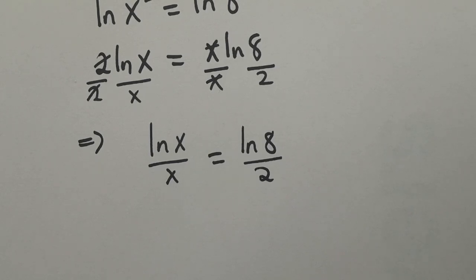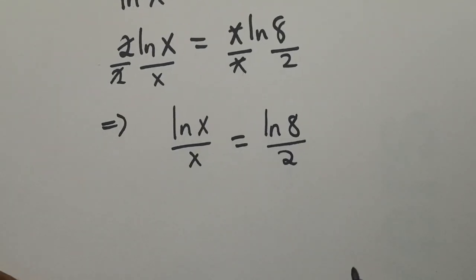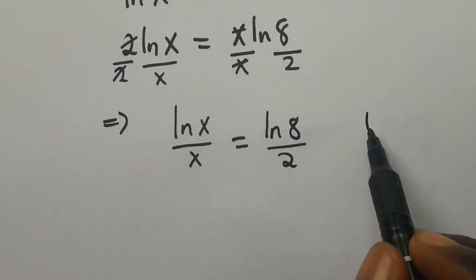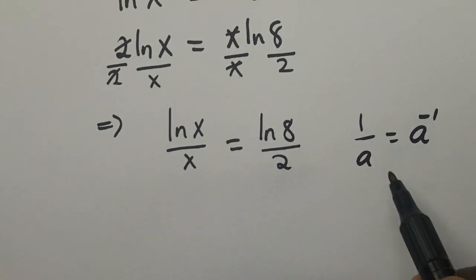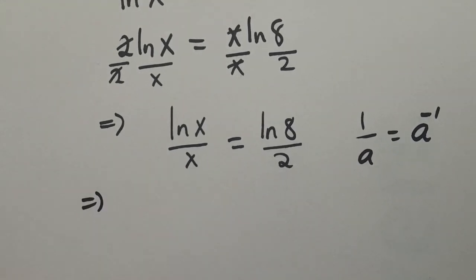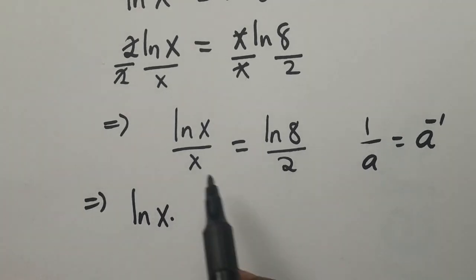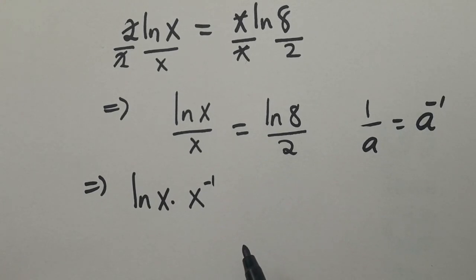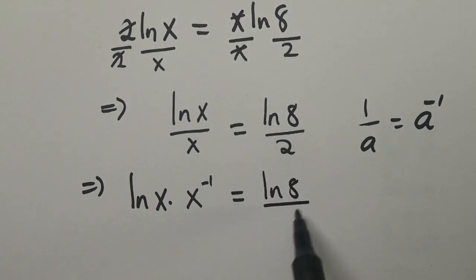Now from here we can have this as, when you have 1 divided by a, equivalent to a to the power of minus 1. This one is in form of fraction, this one is in form of negative index. So this also implies, by applying it to this, we have ln of x dot, this is as x to the power of minus 1. We can have this equals ln of 8 divided by 2.